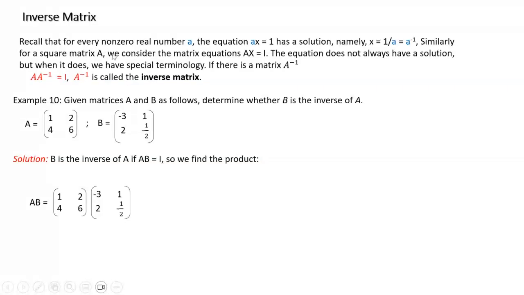Let me do example number 10 and explain what I just mentioned for the definition. It says, given matrix A and matrix B as follows, determine whether B is the inverse of A. How do we do that, guys? If we do the multiplication, it's going to give us the inverse. And there's a way to put this in the calculator, but I'm not going to show you how to do that.